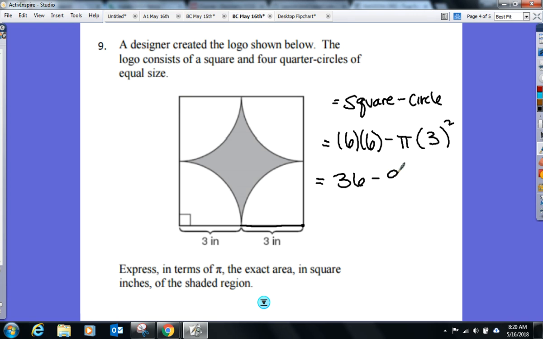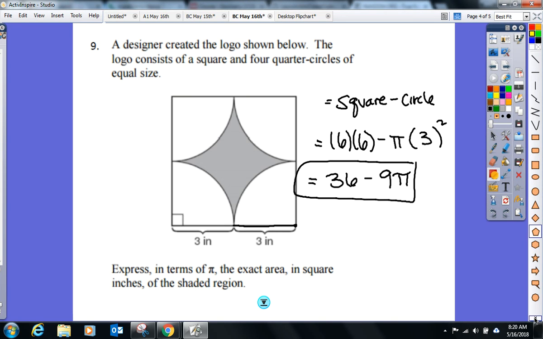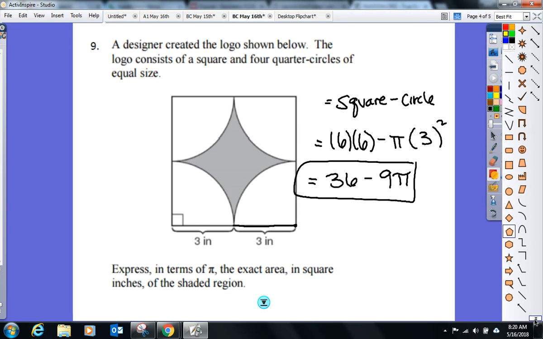36 minus 9 pi. Can you go any further? Can you subtract those 2 and get 27 pi? Nope. This is in terms of pi right here. 36 minus 9 pi. Questions?